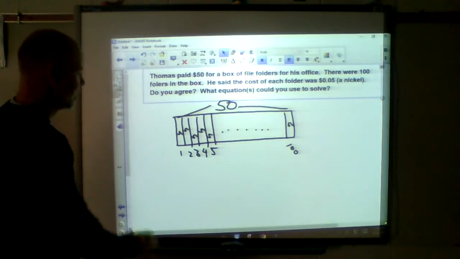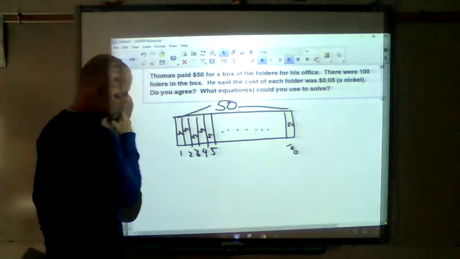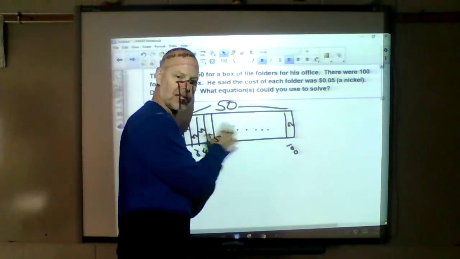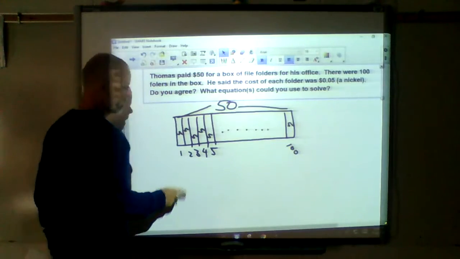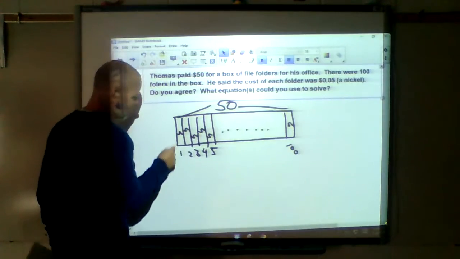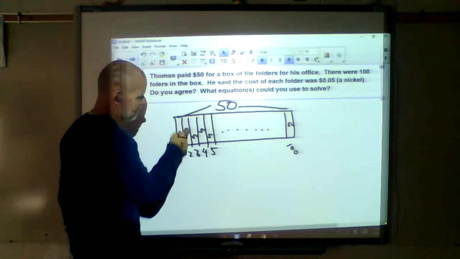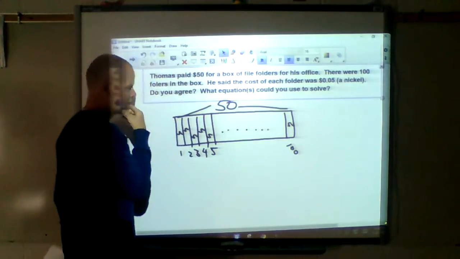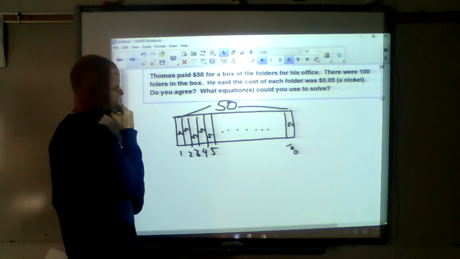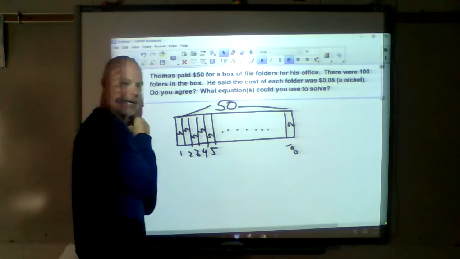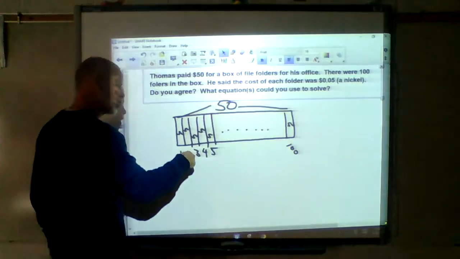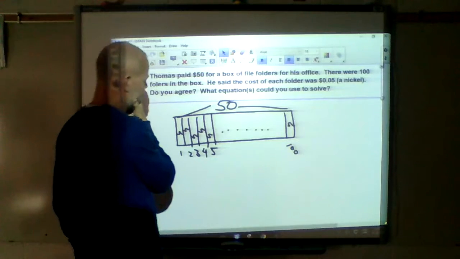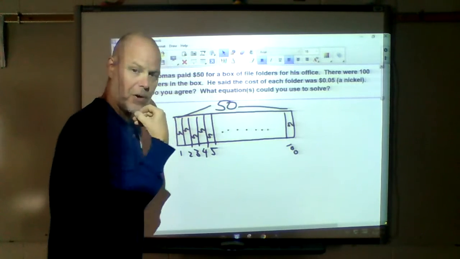So now, if I wanted to know if this was correct, did he pay 5 cents, what are some different equations? If I wanted to figure this out, I would take 5 cents plus 5 cents plus 5 cents plus 5 cents plus 5 cents, all the way up. How many times? 100 times, interesting. Kind of think about maybe double checking. Well, if I have 100 folders and $50, I want to know how much per folder.